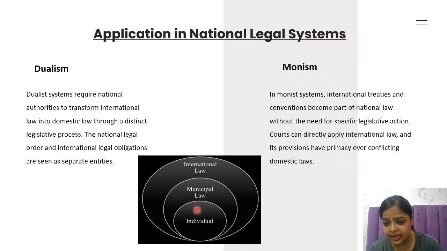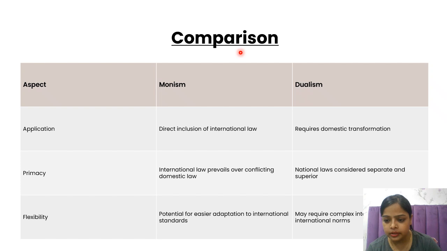Dualism में ये तीन layers रहेंगे, जहाँ पे पहले municipal आएगा, then international law, because we know dualism gives importance to state sovereignty and monism gives importance to international law. So this is the application of monism and dualism in the national legal systems. Comparison of monism and dualism. So I have included this chart to make it more clear and easy to understand.